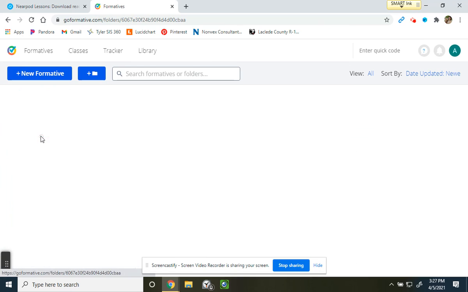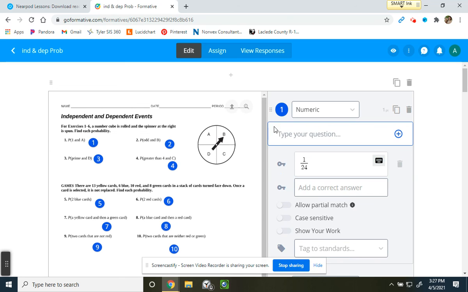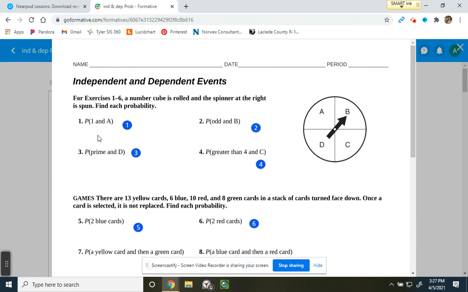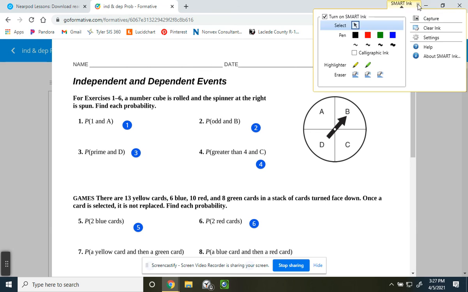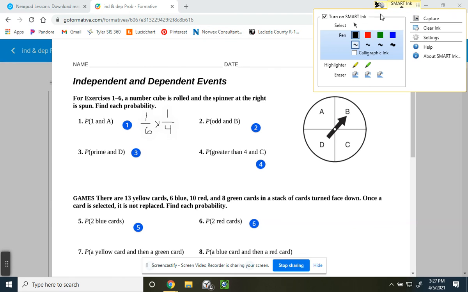7th grade, probability, independent and dependent. Okay, so this one right here, this says we're rolling a number cube and we're spinning the spinner right here. So what's the probability of us rolling a 1 and spinning an A? So I'll kind of help you out with this one real quick. If we roll a 1, well, I know a number cube has 6 sides. Only one of them is a 1. Okay, and then if I spin an A, well, there's 4 sections on that spinner. Only one of them is an A. So you're just going to multiply those 2 together to get your answer. All right, that is it.